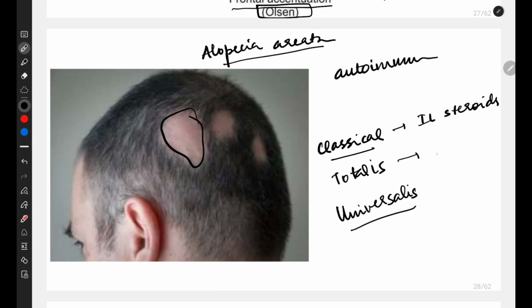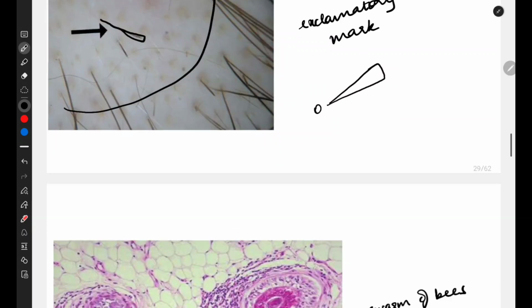So it is totalis. Like, if it is a bigger lesion, then we will go for topical steroids plus oral steroids for both things. This will allow the hair to grow again in that place.